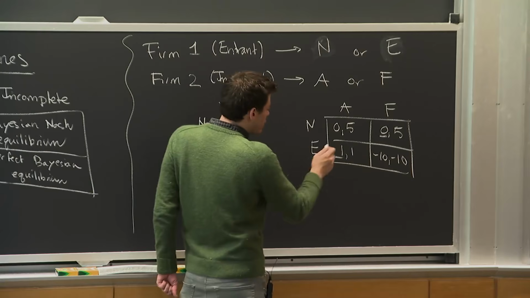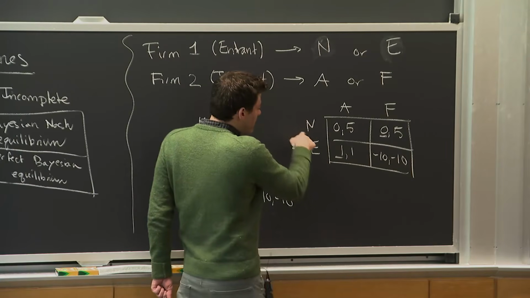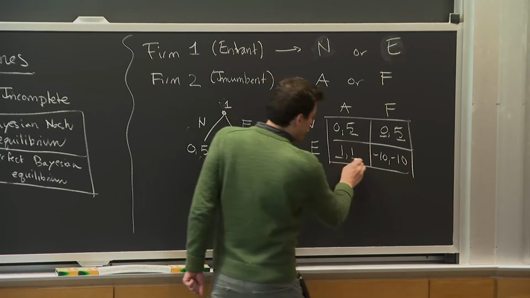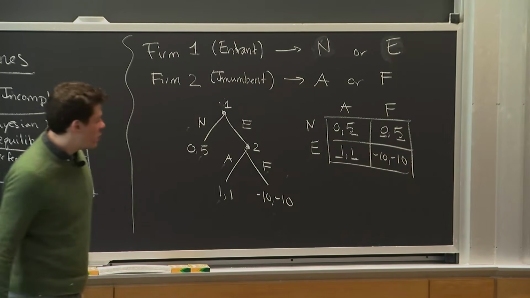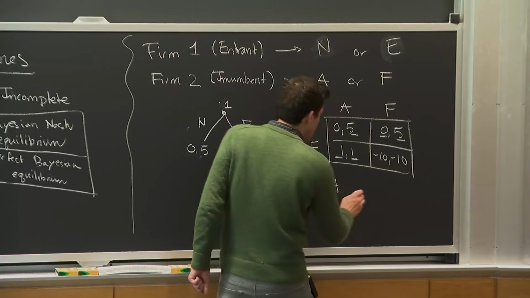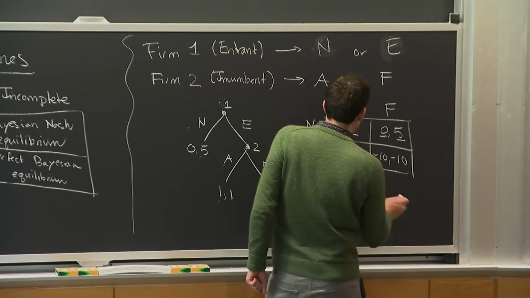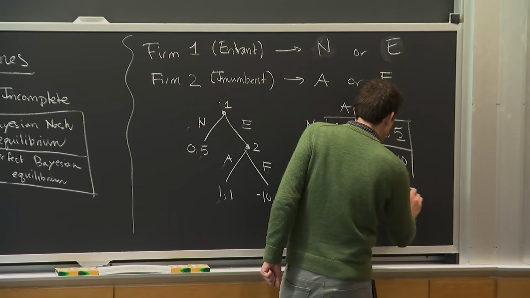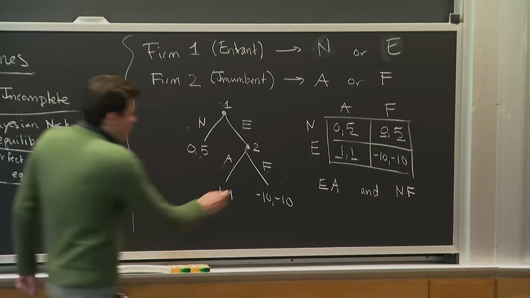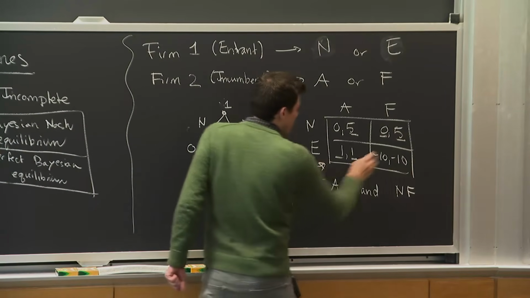And then we can do things the other way. If firm 1 doesn't enter, actually it doesn't matter what firm 2 does. If firm 1 enters, then firm 2 would rather accommodate. So we get two equilibria. We get EA and NF, which we can see on our graph here.